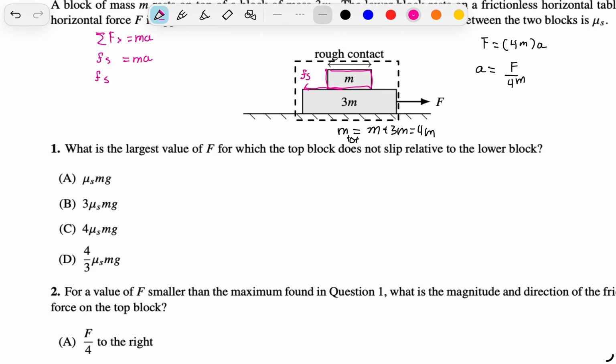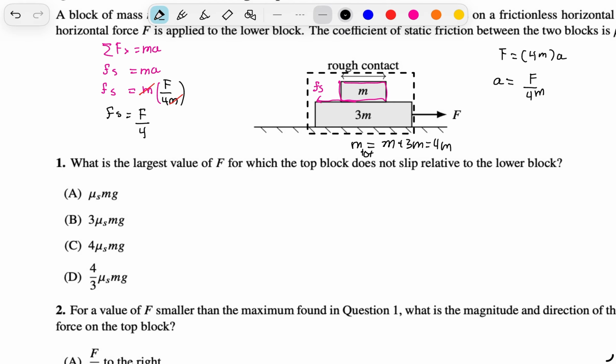Now we can substitute in the acceleration that we have for our entire system, which is acceleration is equal to F over 4 times the mass. So now we can just cancel out one of those m's here. You get that the force of static friction is going to be the total force divided by 4. So we have an expression for our maximum static friction. Fs max is equal to mu s times the normal force that is exerted.